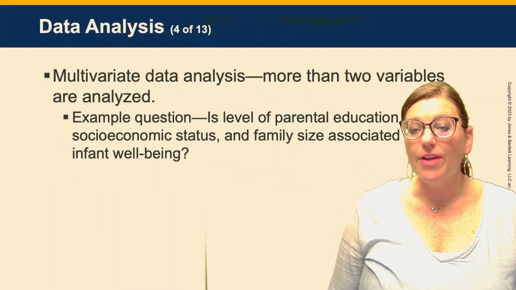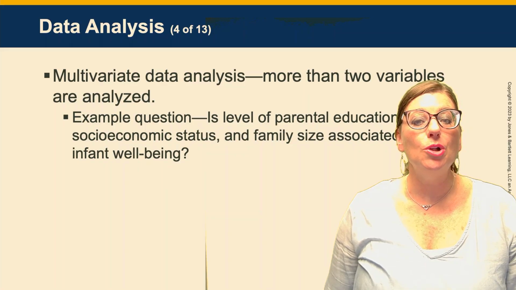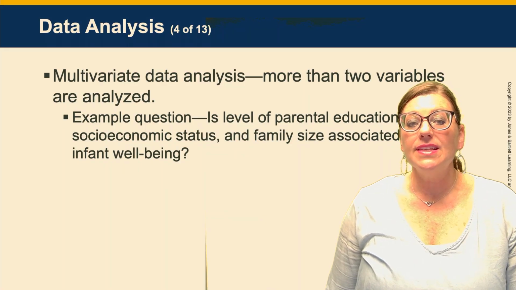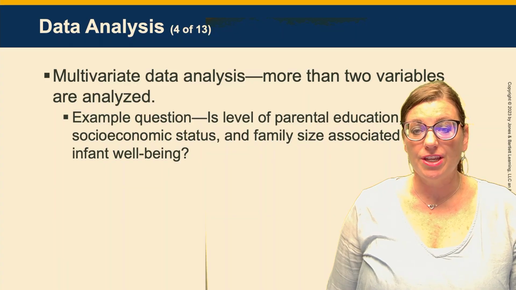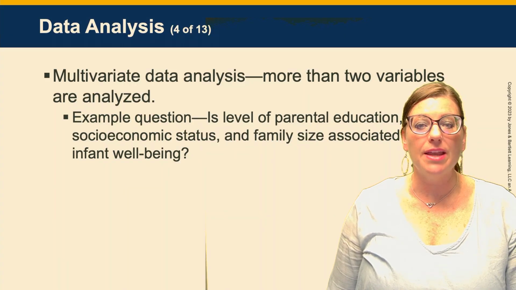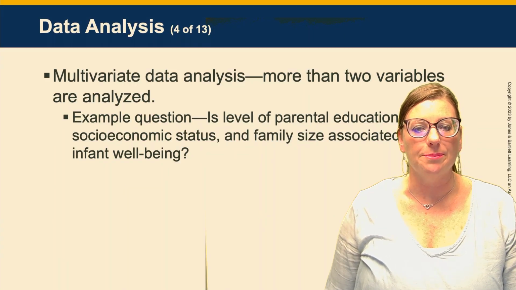When two or more variables are involved, we move into multivariate analysis. This lets us explore complex relationships. For example, how education, income, and family size might collectively influence health outcomes.